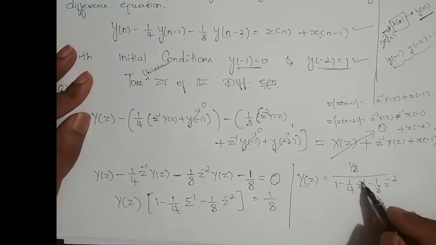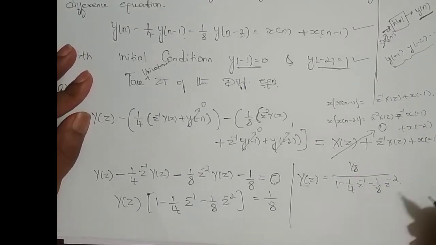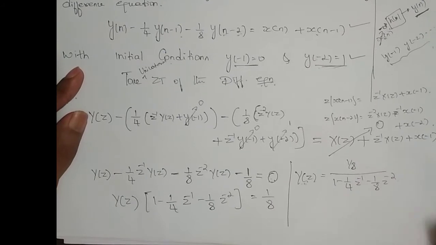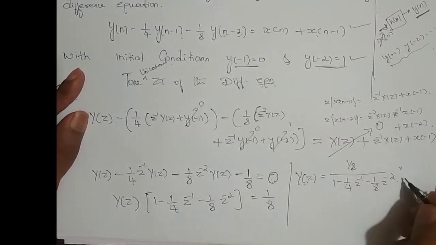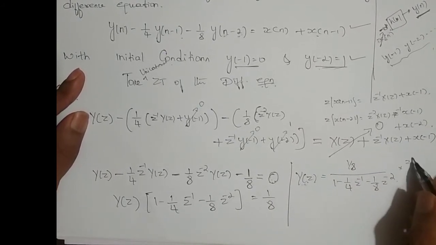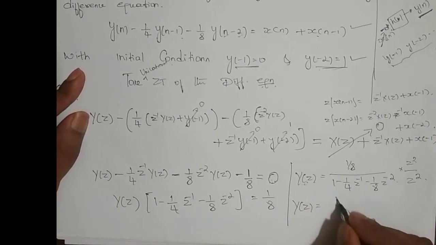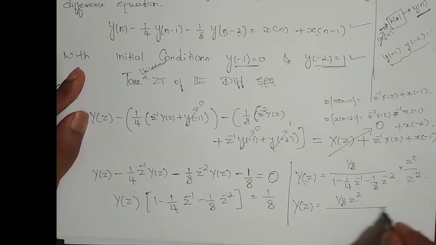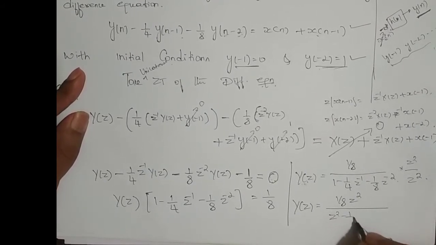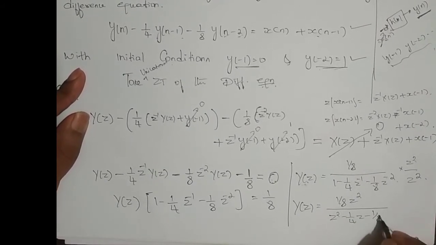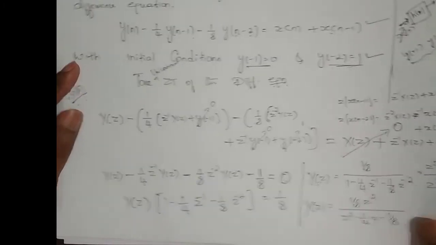Now, since this is negative power of z, I have to convert it to positive power of z as usual, right? Partial fraction expansion. So I have to multiply what? I have minus 2, so I have to multiply numerator and denominator by z square. What do I get? Y of z is equal to 1 by 8 z square divided by z square minus 1 by 4 z minus 1 by 8. Correct now?